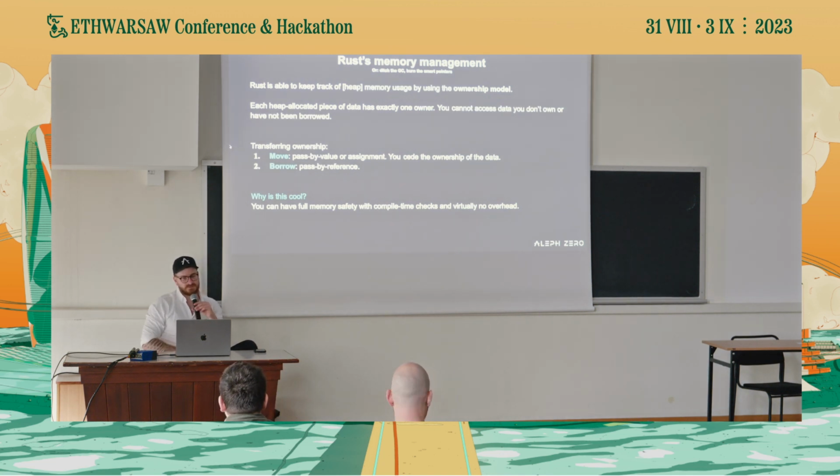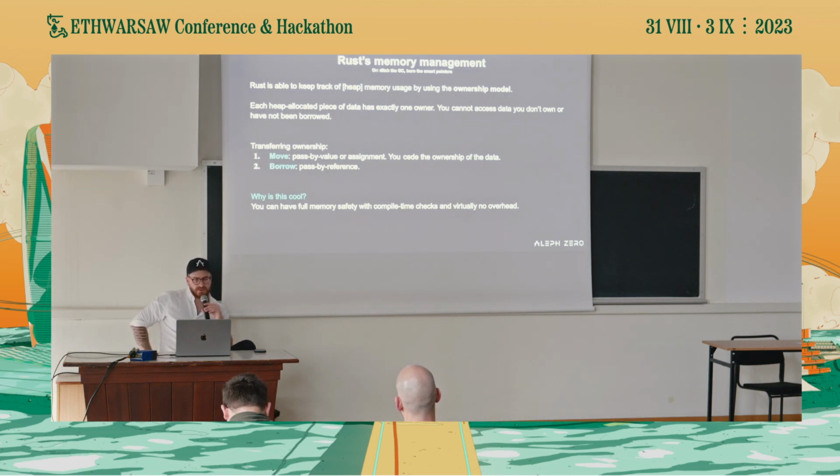So this is cool because this is a model of memory in which you have all of the safety guarantees, but Rust is able to check all of this at compile time and hence not induce any runtime overheads. Now, you have two ways of essentially transferring the ownership of a given value, of a piece of heap allocated data.